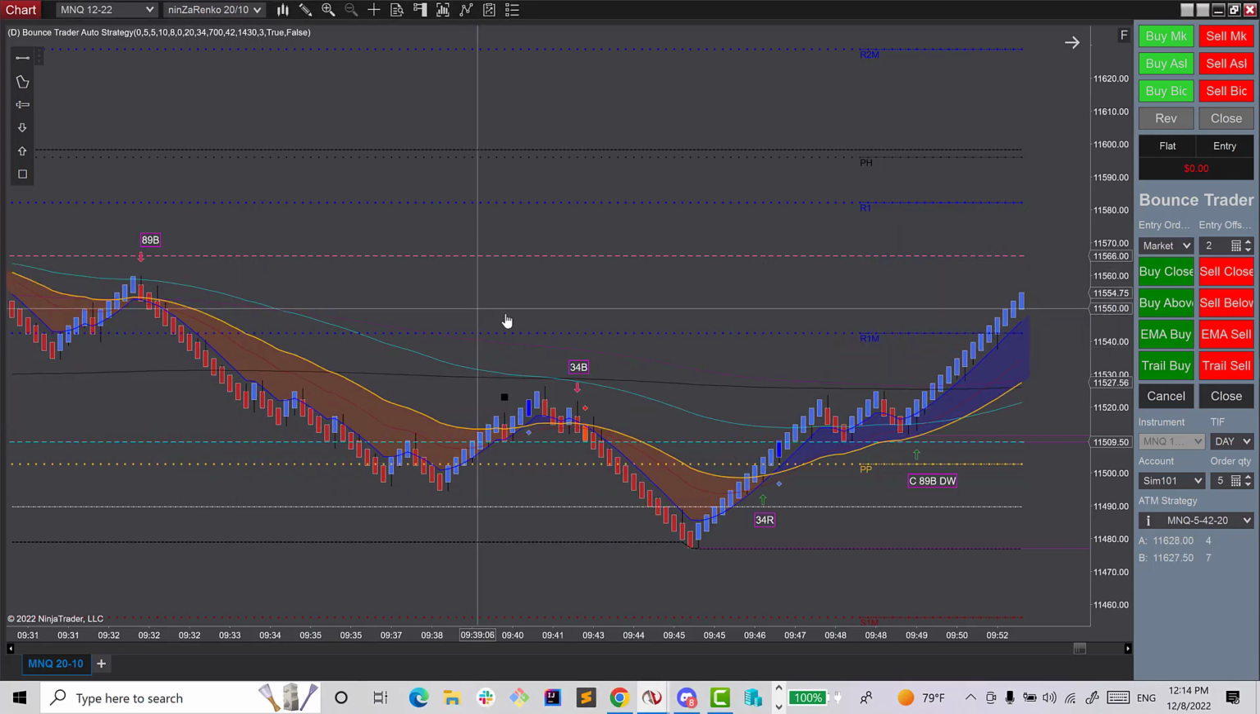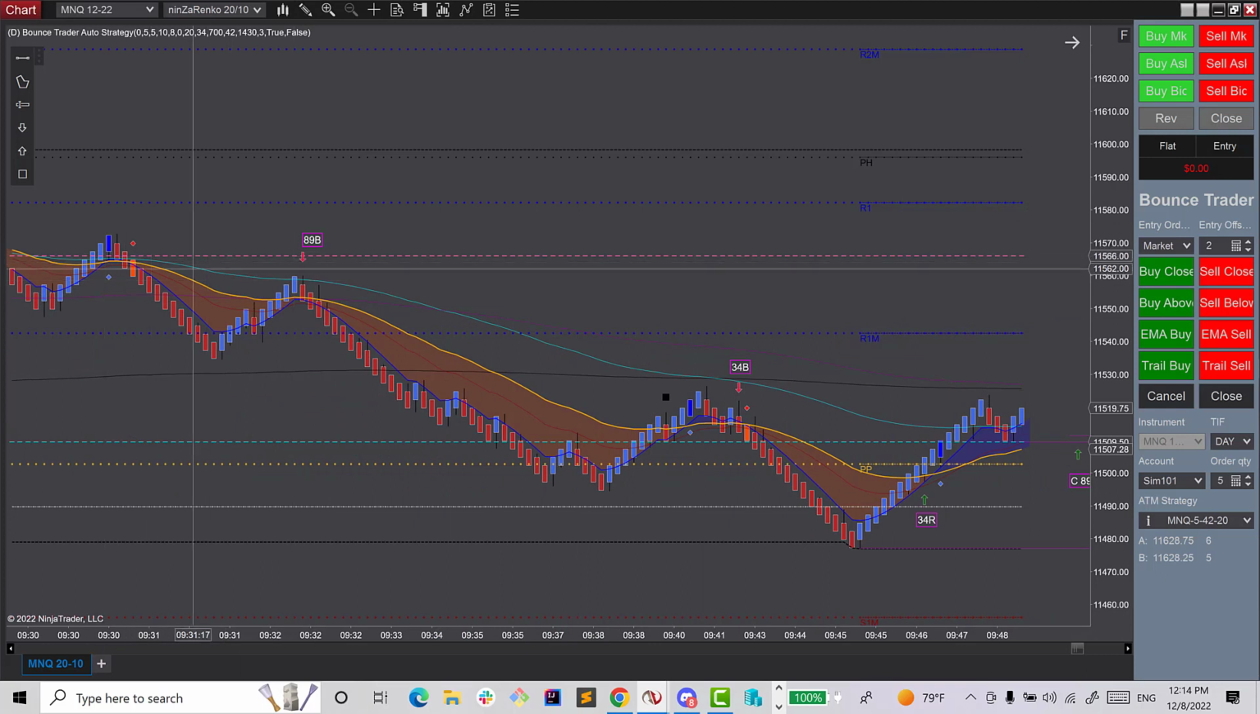Where is our opening? That should be 9:30, right there. So we're looking for a bounce with a wick from the 34 EMA, this gold line. This one I did not take because it bounced into the 34 EMA, not through it. So I skipped on this one.